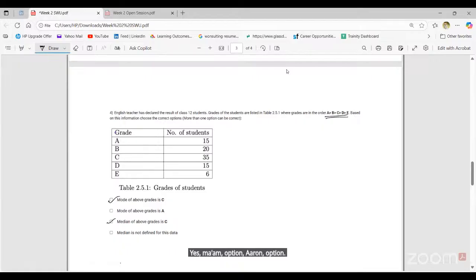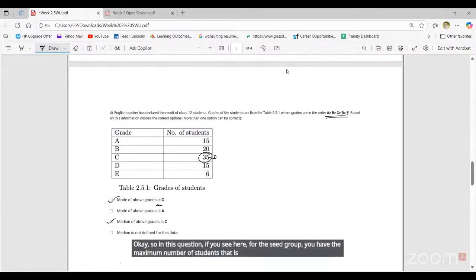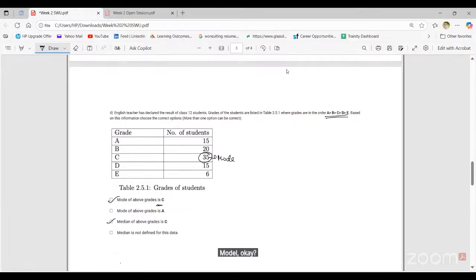Mode and median are the same. Okay. So can you tell me how you calculate this mode of C? The highest frequency, the one that occurs the most. Okay. So in this question, if you see here, for the C grade, you have the maximum number of students, that is 35. That's why this is the mode. Okay. Now, how did you calculate the median?